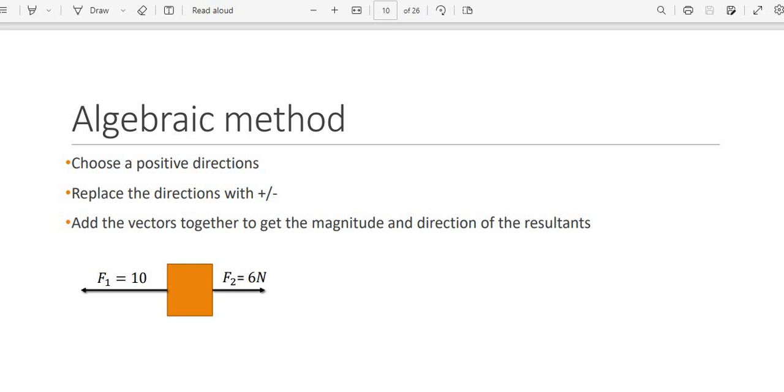Okay, hello world. So in today's video, we are going to be looking at the algebraic method of finding a resultant. Remember what a resultant vector is? That is the sum of two or more vectors acting together. And the vector could be anything.